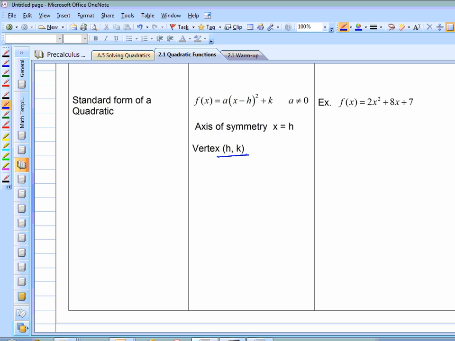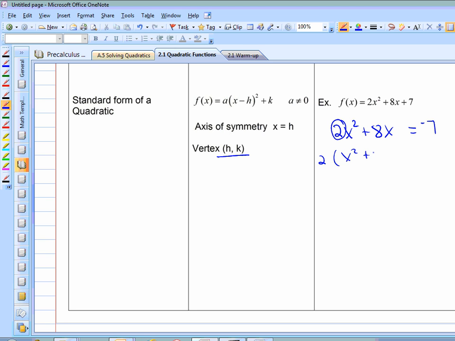Let's take this general form we have here and change it to vertex form by completing the square. We've done this several times, but let's do this one more time. The first thing I'm going to do is move the 7 over to the other side, and we would end up with 2x squared plus 8x equals negative 7. The next thing we want to do, if there's a coefficient in front of the square term, is factor that out. So take that 2 out.